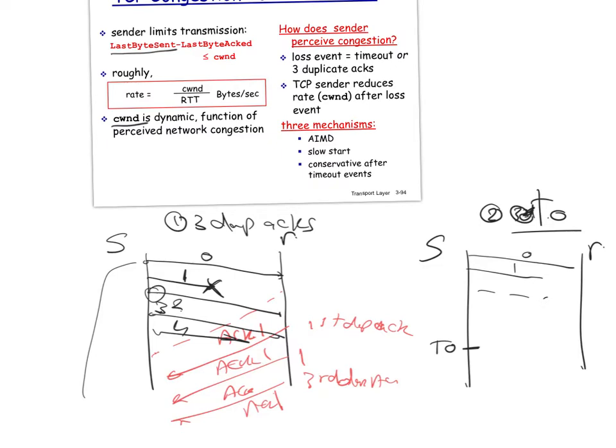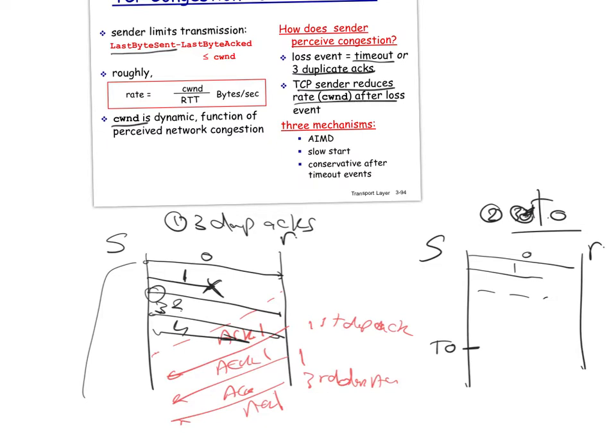Okay? That means there are some packets getting through. It's just that one packet was lost. So the two scenarios are not similar. Is that clear? The two scenarios are not similar. And that's why TCP makes some differentiation between these two indications. Okay, so the last event is caused by a timeout or three duplicate ACKs.